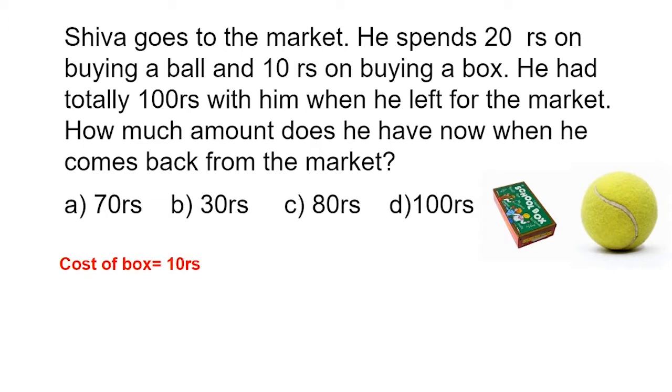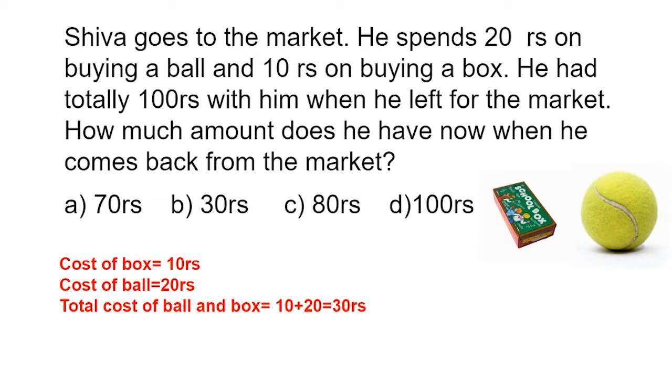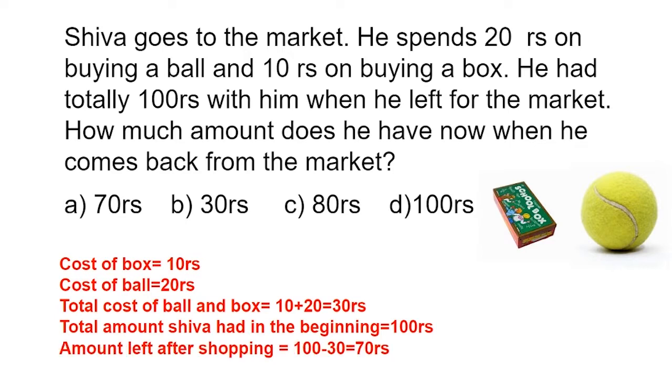So, what is the cost of the box? The cost of the box is 10 rupees. What is the cost of the ball? The cost of the ball is 20 rupees. So, what is the total cost that Shiva has spent? Shiva has spent 10 plus 20, or 30 rupees. What was the total amount that he had? 100. Correct? So, what is remaining with him? Out of this 100 rupees, he has spent 30 rupees. So, the amount remaining with him will be 100 minus 30, or 70 rupees. So, the correct answer here is option A, 70 rupees.